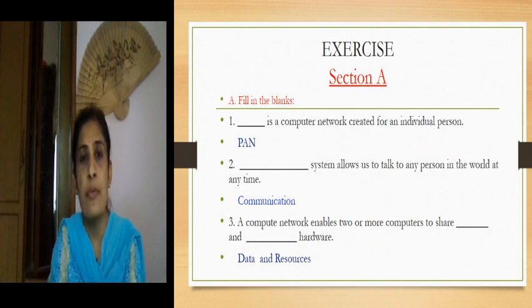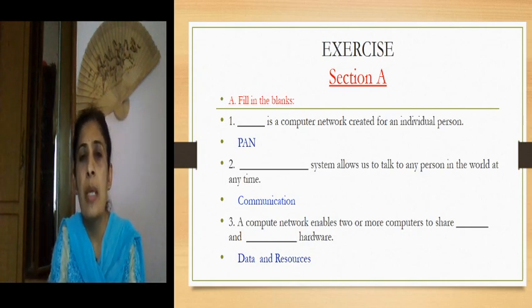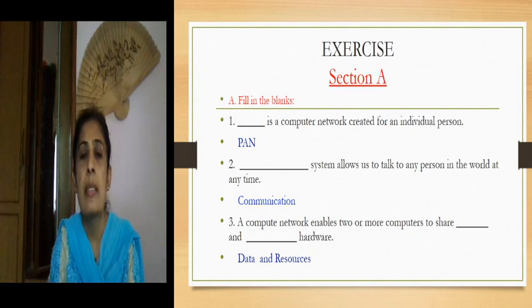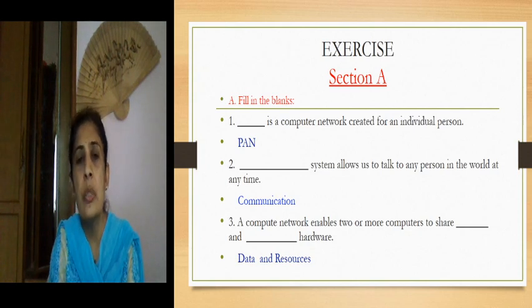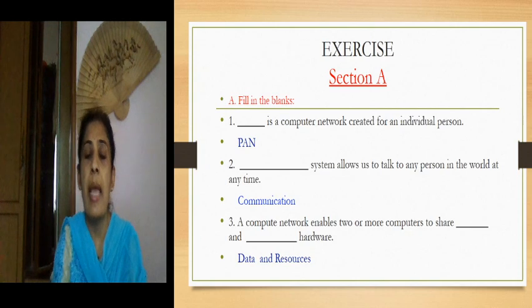This exercise is from the textbook only. First we start with fill in the blanks. First blank: this is a computer network created for an individual person. The answer is PAN, Personal Area Network. Second blank: this system allows us to talk to any person in the world at any time. The answer is communication. Next blank: a computer network enables two or more computers to share dash and dash hardware. The answer is data and resources.